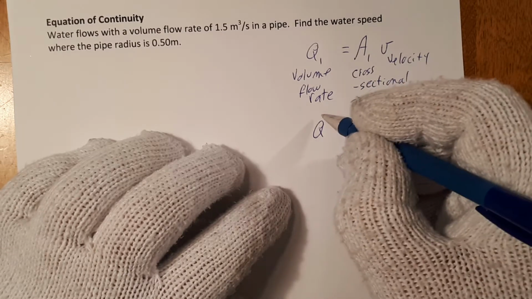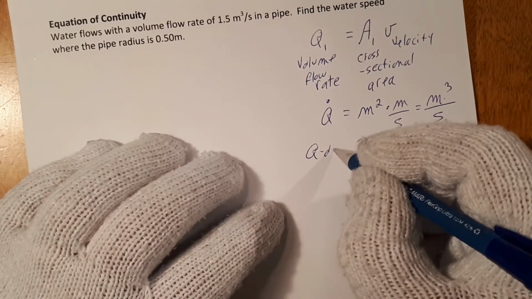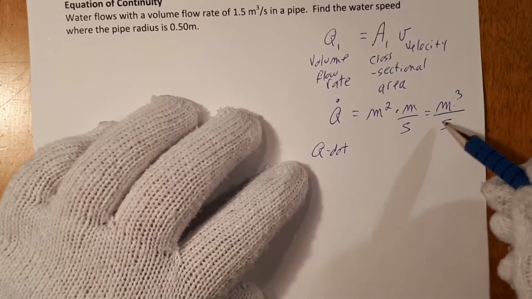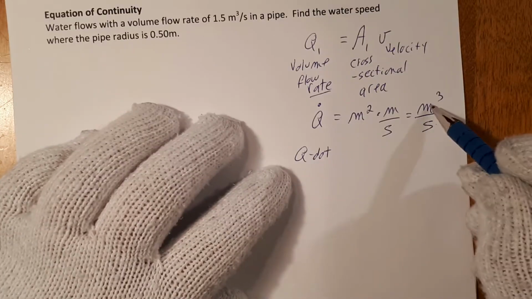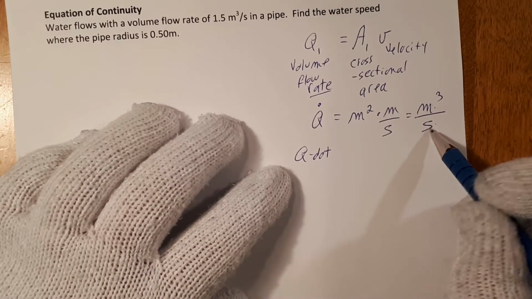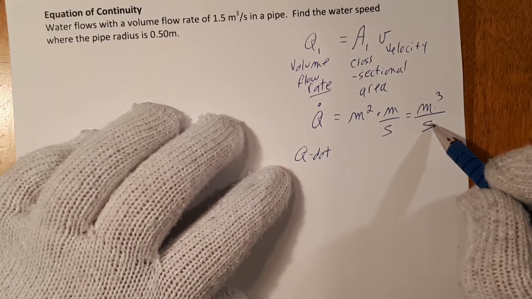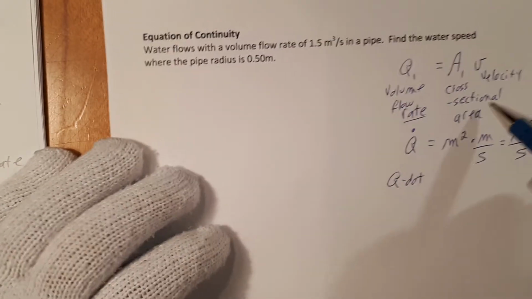Sometimes this is also written as Q dot. Q dot means volume flow rate. And rate is a word here, it is something divided by time. And something divided by time is a rate. In our case, it's a volume divided by time. And that's what this word problem here is meant to elaborate on.